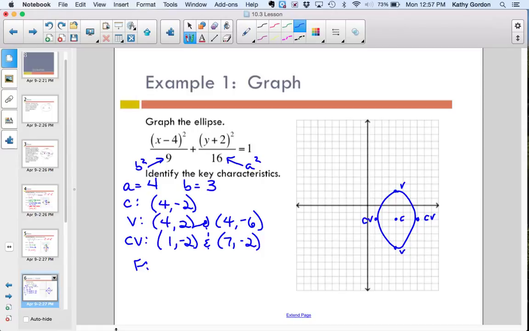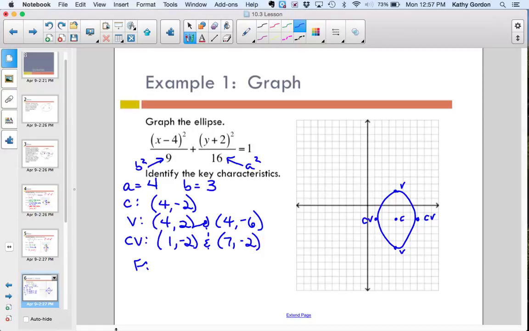Now, the foci are the tricky ones for a couple of reasons. One is because they're easy to forget. Because once you have A and B, which gives you your vertices and your co-vertices, and you can draw your ellipse, it's easy to think, well, I'm done now, and not actually identify those foci. But remember, we wouldn't even have an ellipse if it weren't for those foci. So you've got to be able to place them and identify them, and that's part of what you'll be expected to do, so don't forget them.